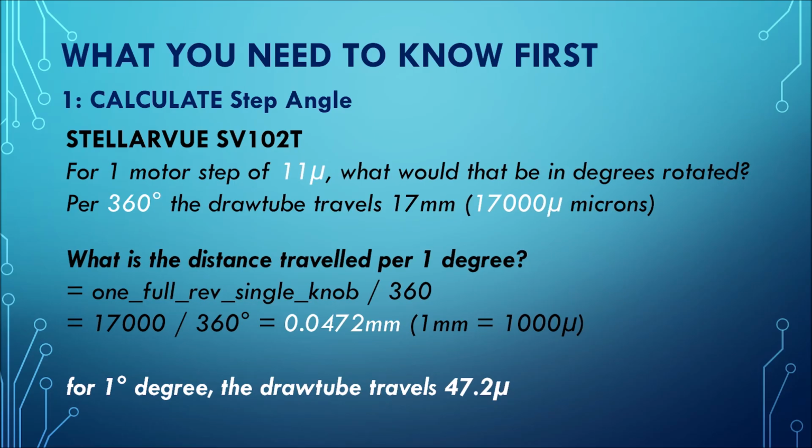So to work that out, we're going to do a little bit of math. It's not that complicated. We know that 17 millimeters is the distance travelled in 360 degrees. So if we divide 17 millimeters, or 17,000 microns, by 360, we're going to get the distance travelled by 1 degree. And that is 0.0472 of a millimetre, which is 47.2 microns.